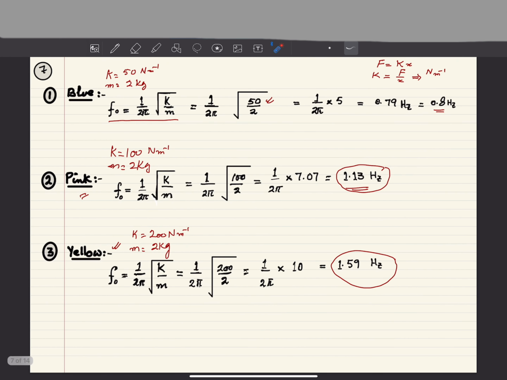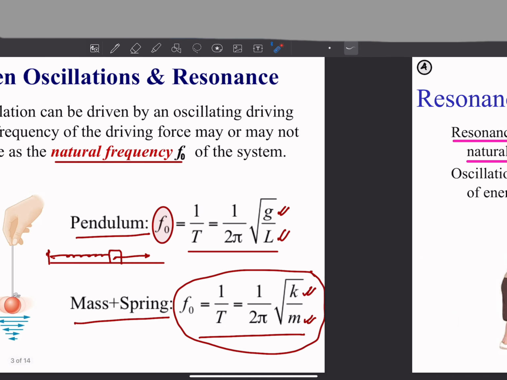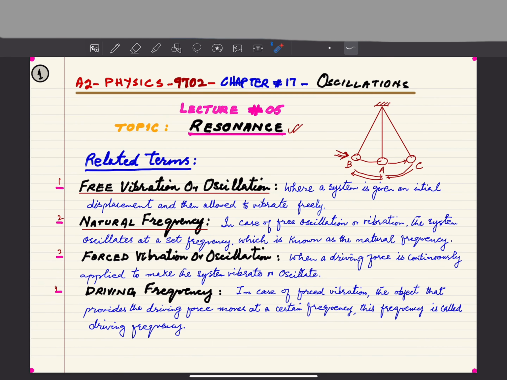In the coming lecture I will explain a few other points as well. So this is part 1 of resonance, and inshallah in the next discussion, because the discussion is becoming long, I am stopping the discussion at this point.